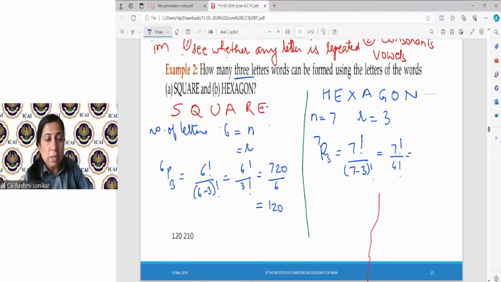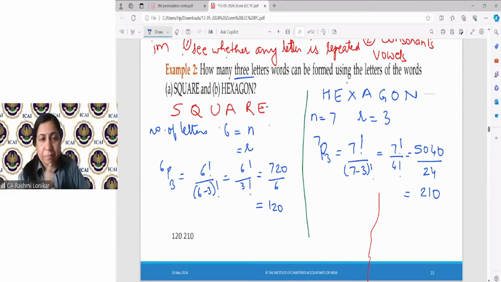How much is 7 factorial? Anybody? 840? Very good. Answer? 7 factorial is 5040 और 840 क्या है? 4 factorial is how much? How much is 4 factorial? 7 factorial is 5040. Very good. Yes, 4 factorial is 24. So 5040 upon 24 is how much? 210. Right? Excellent. Very good. Very good, all of you.